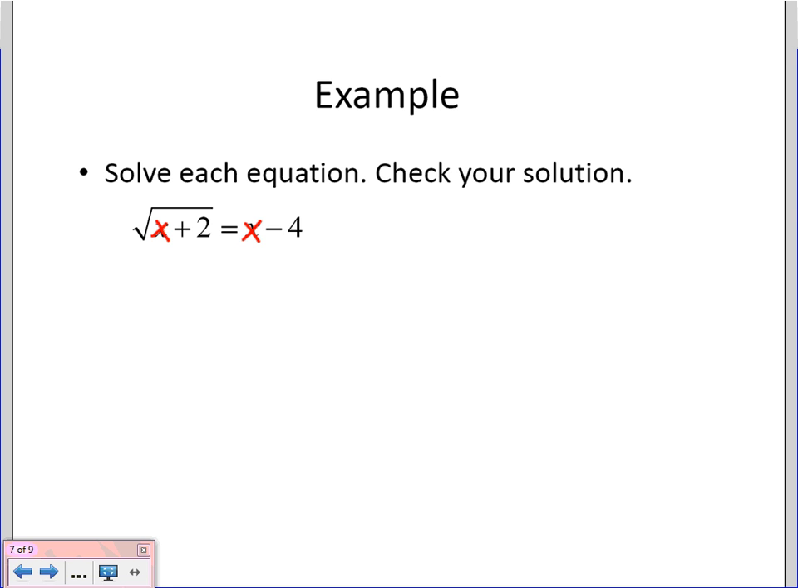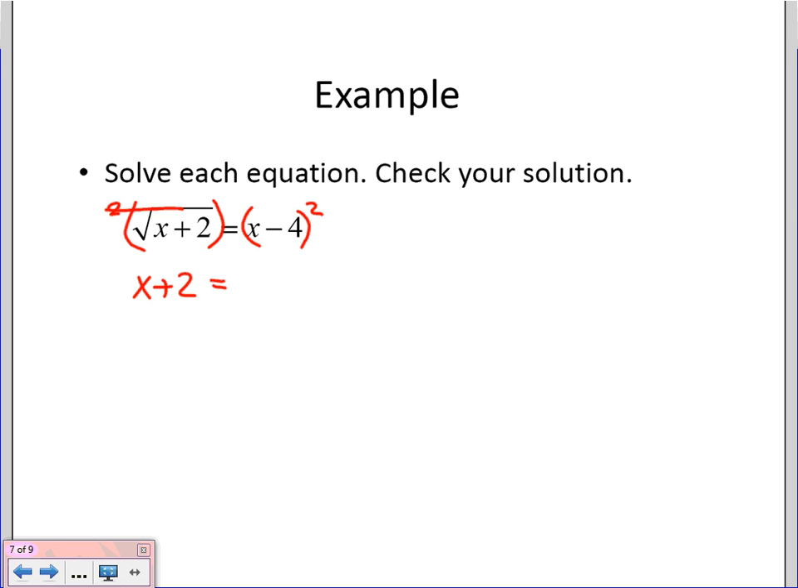Okay, so there's nothing before the square root or after the square root. So I'm just going to go ahead and take the square of both sides. Square this side and square this side. When I square it, I eliminate the square root. So I'm left with x plus 2 on the left and (x minus 4) squared.